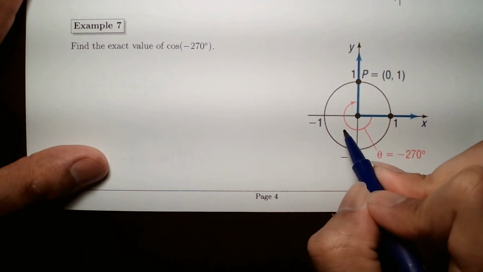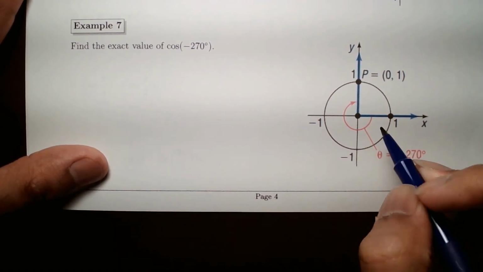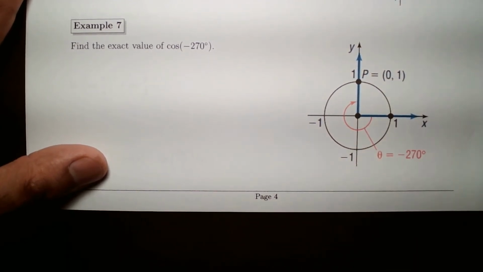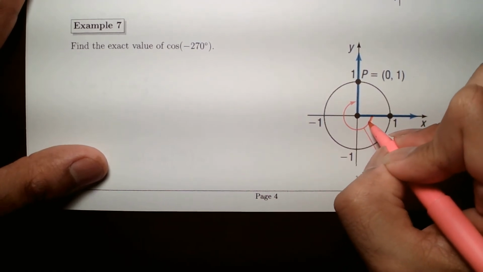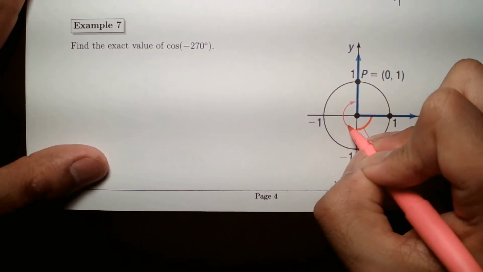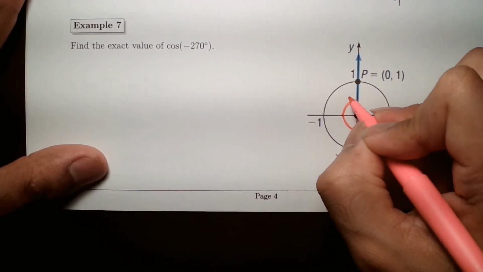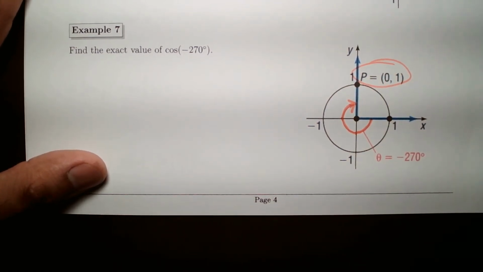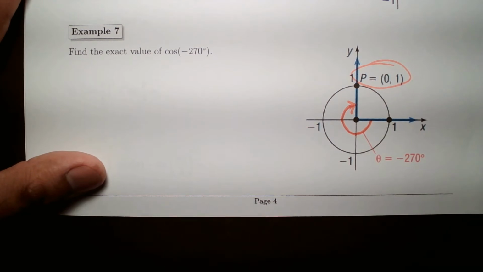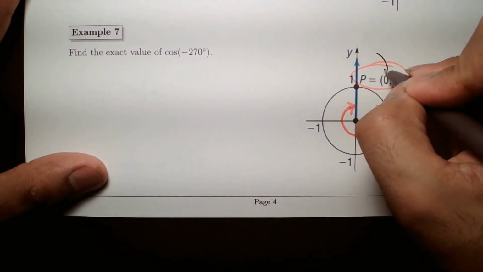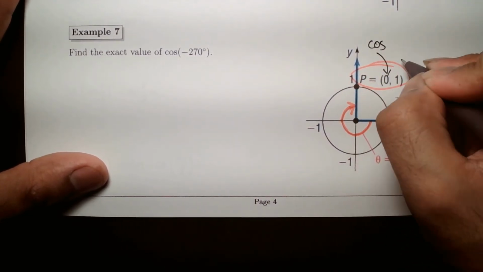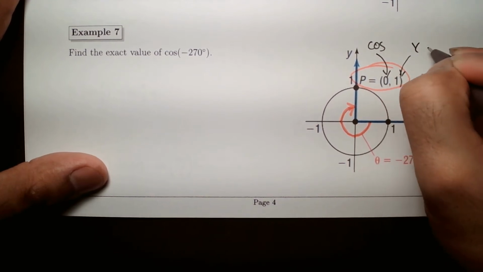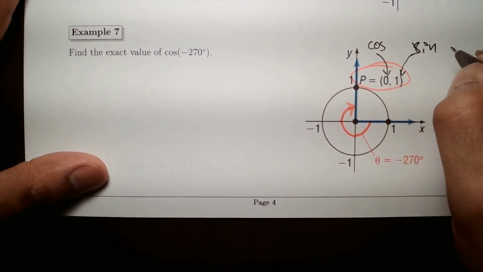would be in this direction all the way here. However, in this case, we're going in the negative direction. We're going negative 90, negative 180, and negative 270, which is precisely the same as positive 90 degrees. And again, this is cosine, and this is y, which is actually sine.